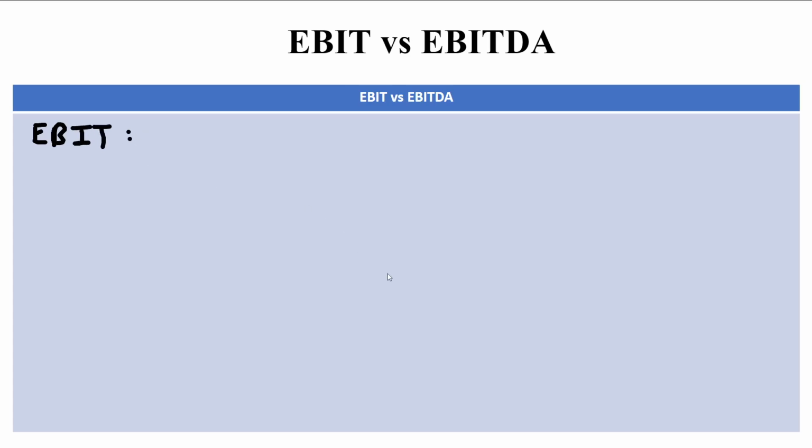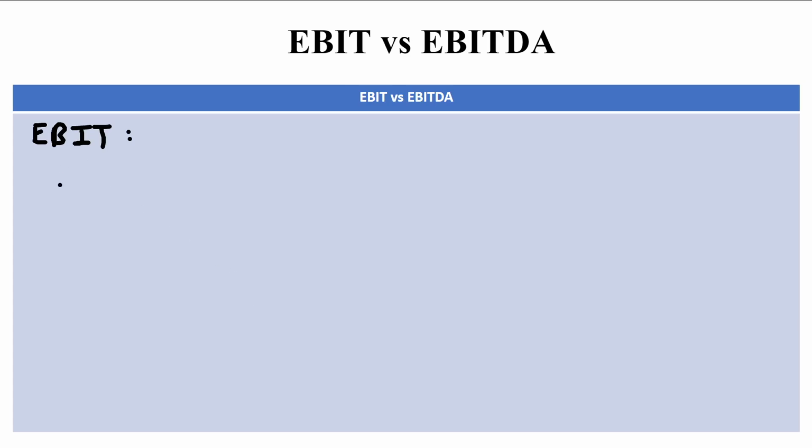All right, perfect. Now, EBIT and EBITDA are two key financial metrics used to evaluate a company's profitability. While they are closely related, they differ in the specific expenses they exclude from the calculation. So let's get started with EBIT. This measures a company's operating profitability by calculating its net income before deducting interest expenses and income taxes.